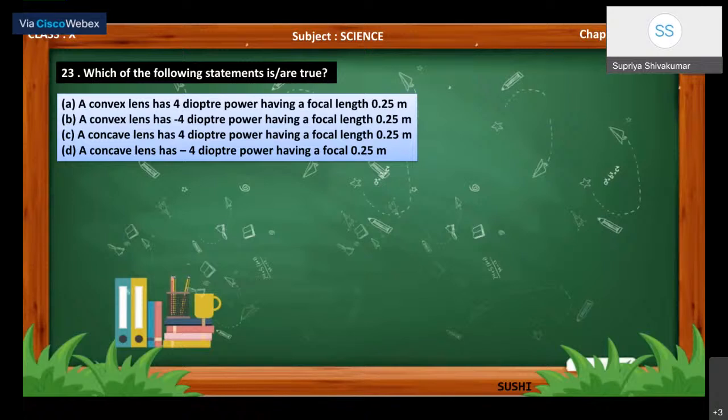Option A. Let me check. Yes, very good, option A is true. So it is a convex lens.